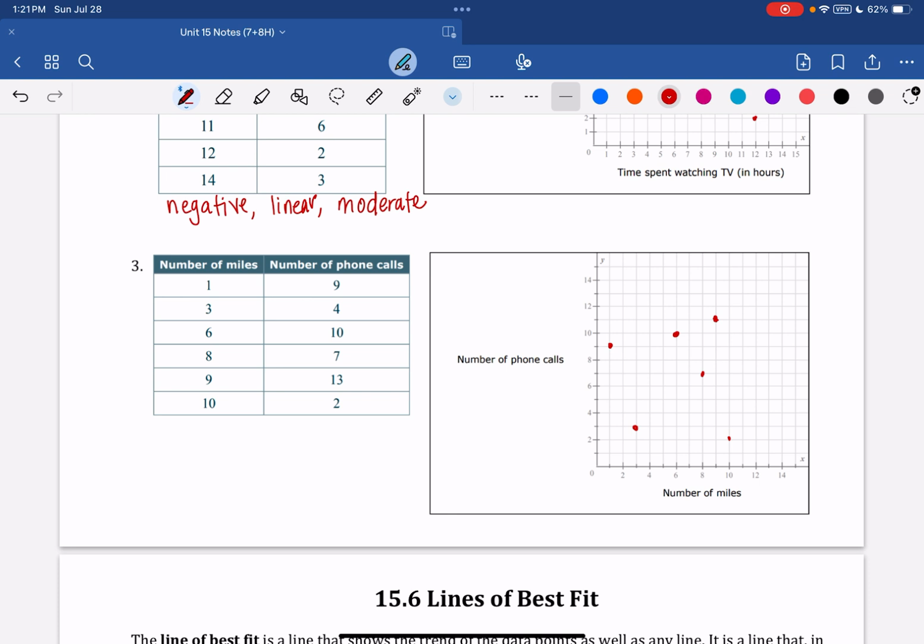Those are all over the place. So this has no correlation. And since it doesn't have a correlation, we can't say if it's linear or nonlinear, or state its strength.